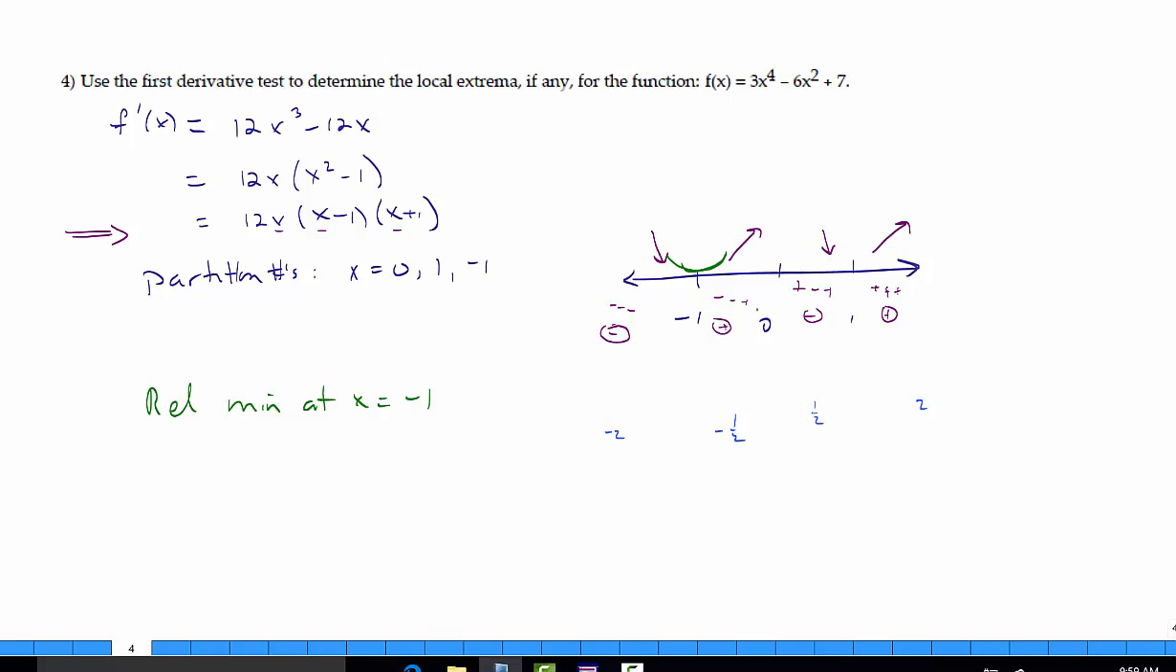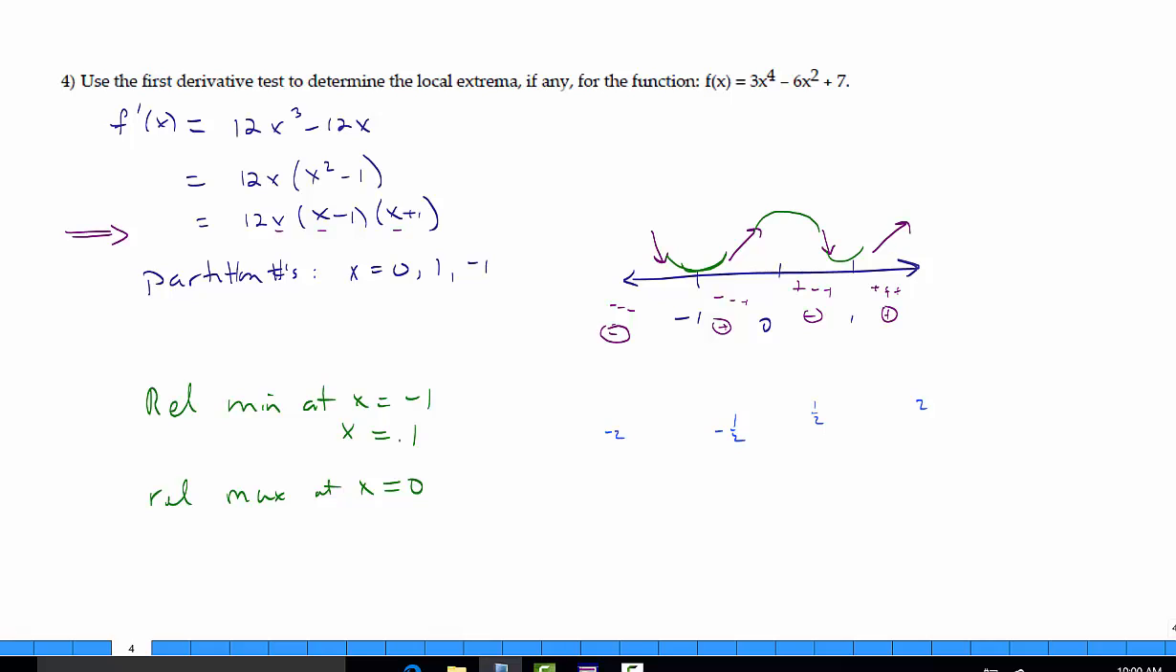And then here, notice at 0, I am increasing and then decreasing. So that's going to give me a relative maximum. So relative maximum at x equals 0. And then also notice right here at +1, it is decreasing and then increasing. So that's also going to be a relative minimum. So I have a relative minimum at both x equals -1 and at x equals +1. So 2 relative minimums, 1 relative maximum.